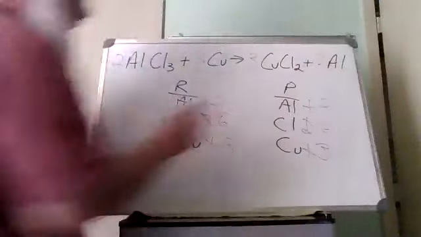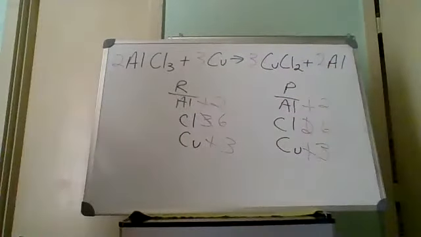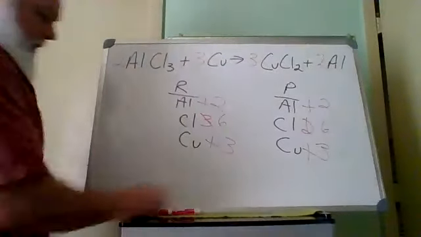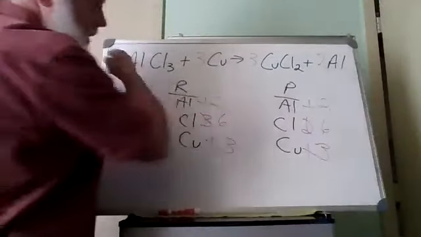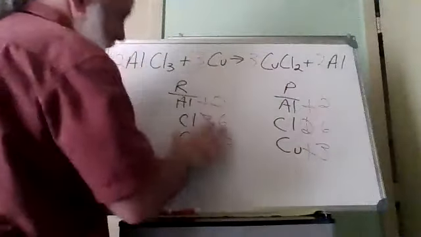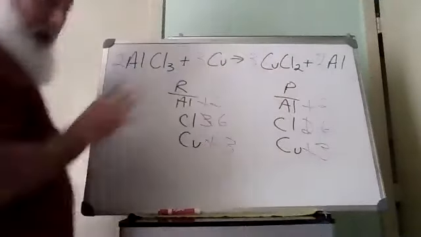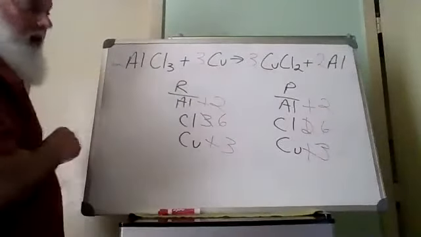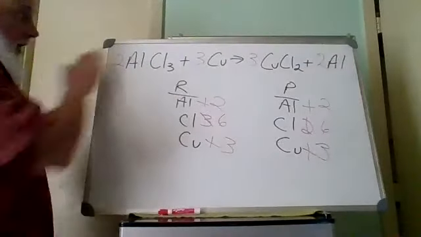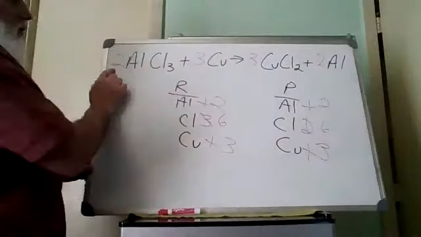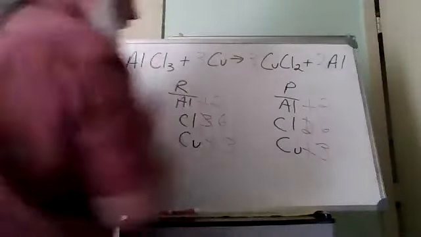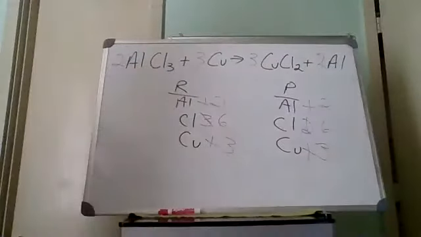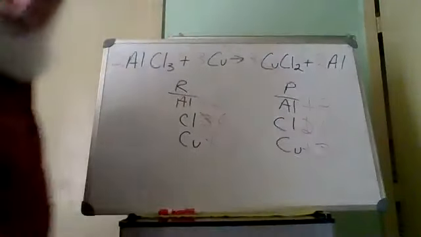2, 6, 3. As always, we're going to check. For those of you that weren't here last week, sometimes you'll have these right, but you'll actually have made a mistake and it won't actually be balanced. You should always go back and check at the end. 1 aluminum times 2 is 2 aluminums. 3 times 2 is 6 chlorines, 2 times 3 is 6 chlorines. 3 coppers, 3 coppers. So this is in fact balanced properly.